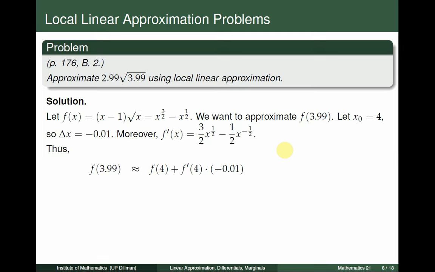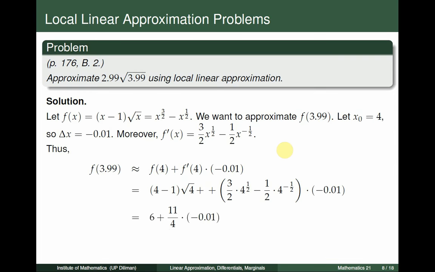So let's evaluate f of 4 and f prime of 4. F of 4 is 4 minus 1 times square root of 4, and f prime of 4 is this expression: 3 halves times 4 raised to 1 half minus 1 half times 4 raised to minus 1 half. I don't mind the 2 plus signs. That's just 1. And then times negative 0.01. And then let's just evaluate.